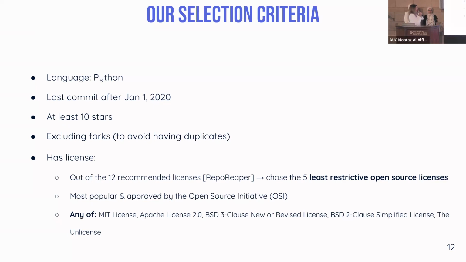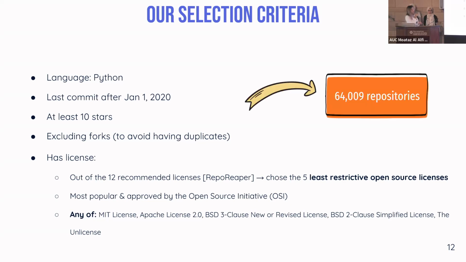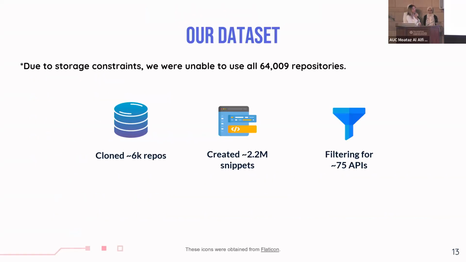And finally, for the licenses, there were 12 recommended licenses according to the RepoReaper research paper, out of which we've chosen the 5 least restrictive open source licenses to avoid having copyright issues with the code examples we generate. After applying this criteria, we have 64,009 repositories. However, according to some storage constraints that we faced, we were only able to clone around 6,000 repositories, which were randomly selected, out of which we've created around 2 million snippets and filtered with about 75 APIs.